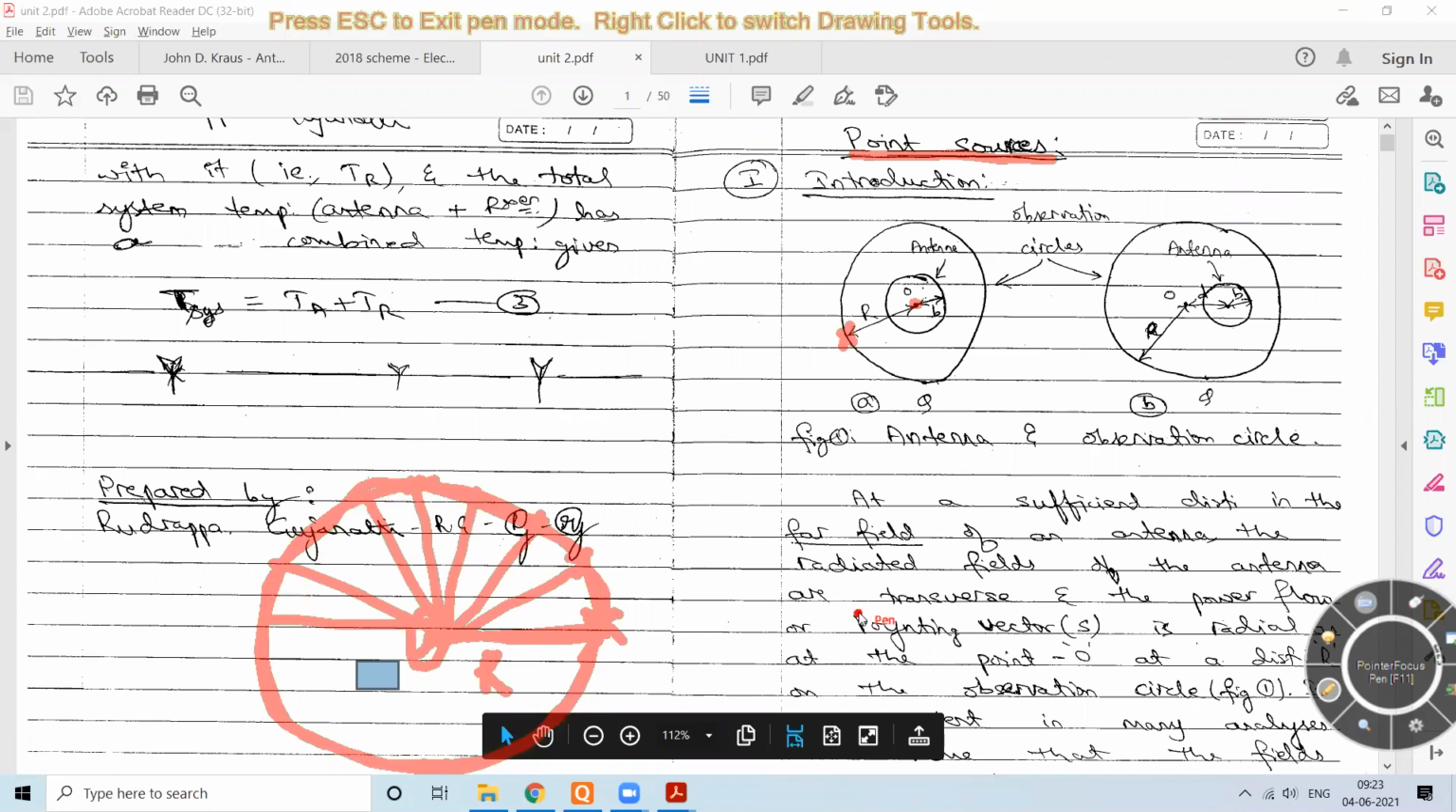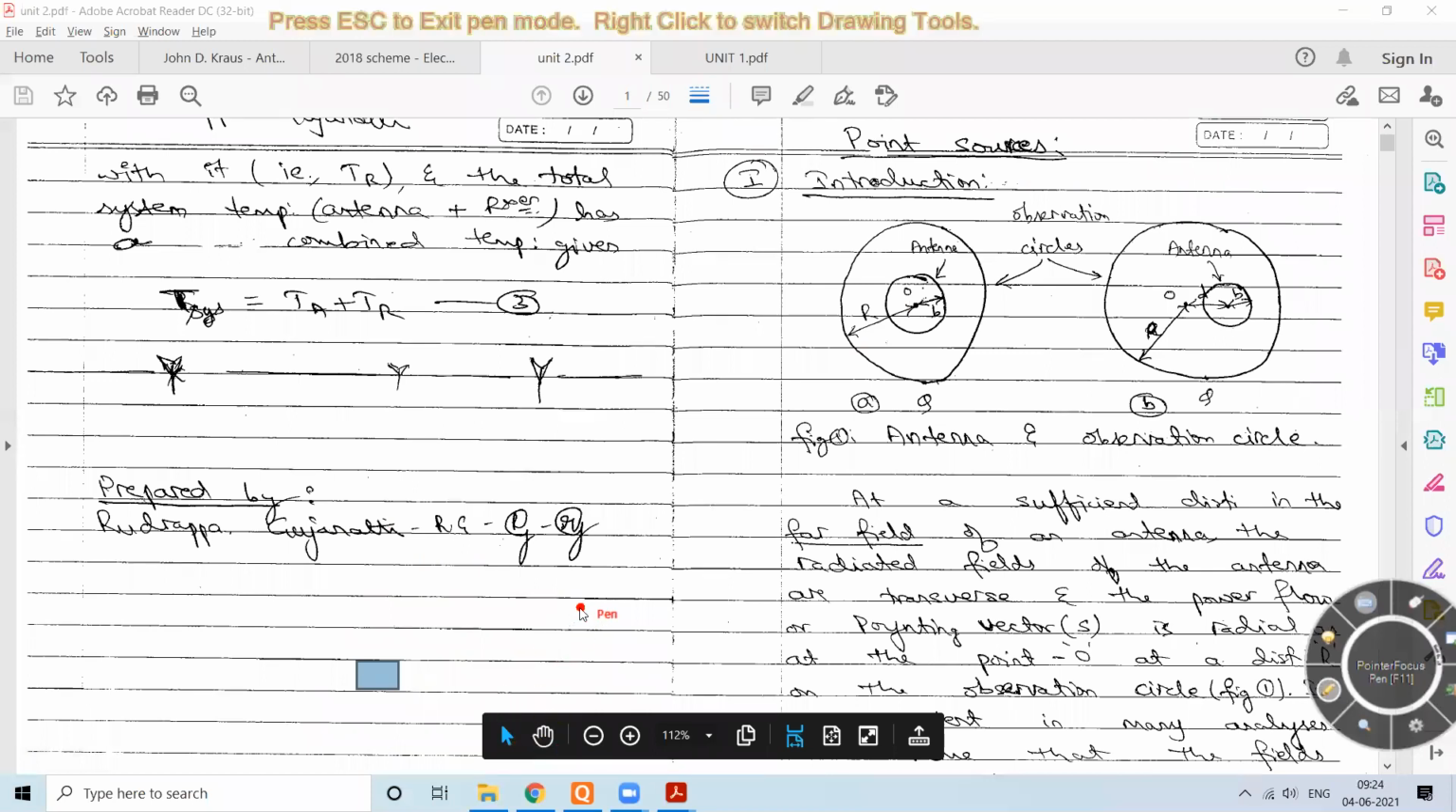Now what is the other way? The other way is, you keep the observation point constant. So there is an antenna over here, you keep the observation point constant, say this distance is constant, you don't disturb this. Previously we moved around this antenna, say a transmitting antenna, and the observation point moved around. Now we'll keep this observation point constant, and we'll rotate this antenna.